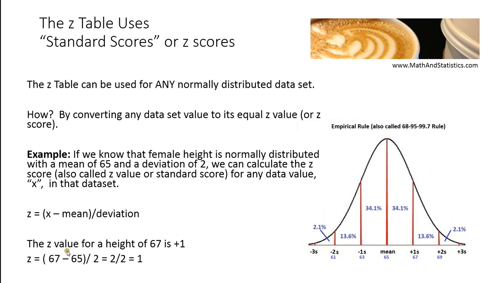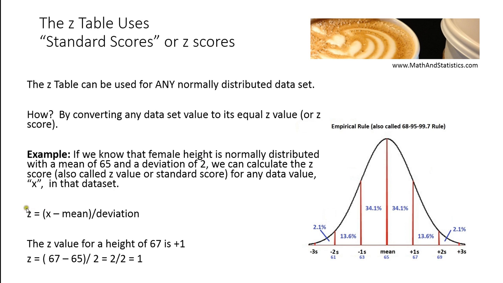The z-value is exactly the number of standardized deviations you are from the mean. The z-value is positive when you're above the mean or to the right of the mean. The z-values become negative when you're below or to the left of the mean or less than the mean. So visually, we can see that a height of 67 inches is exactly 1 standard deviation above the mean. Each deviation is 2 inches.